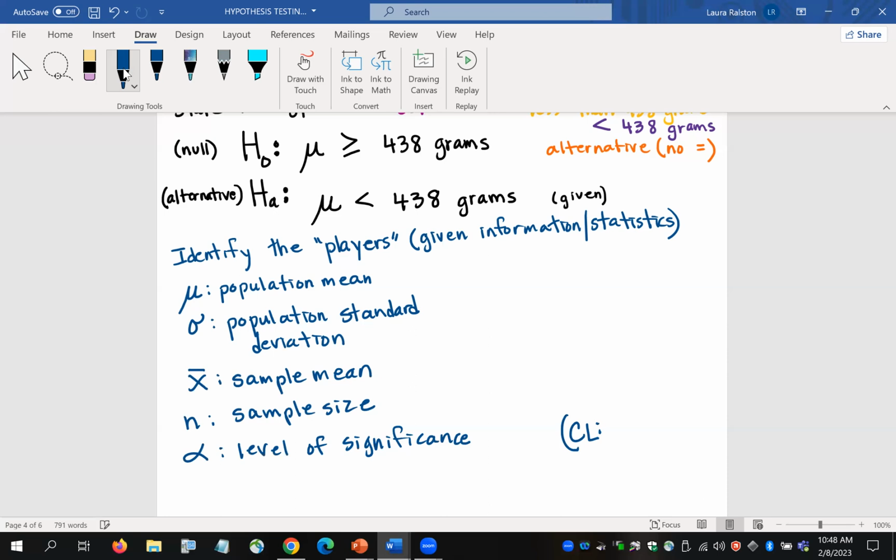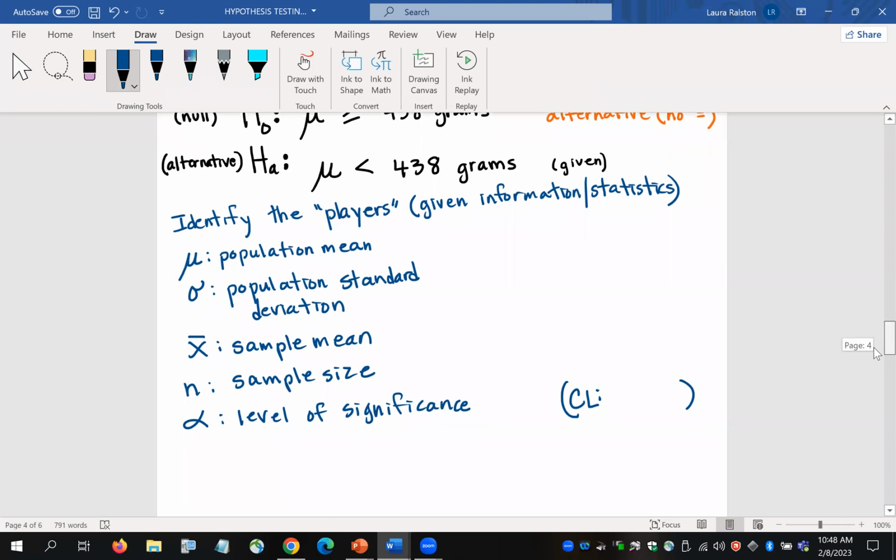I know that Minitab prefers to use the confidence level. So you need to be able to figure out the corresponding confidence level. I put that off to the side there because you're going to need to figure that out in order to do the calculations in Minitab. But these were the 5 things we listed in part 3, step 3: population mean, population standard deviation, sample mean, sample size, level of significance, and we need to figure out the corresponding confidence level.